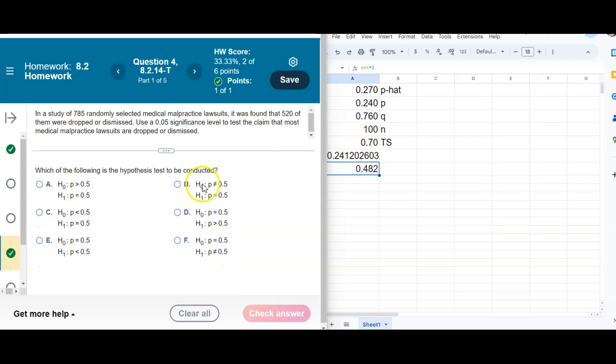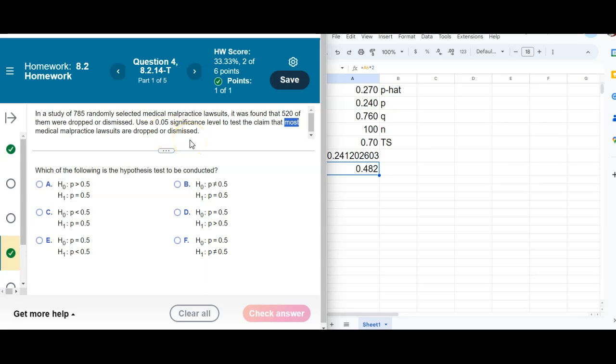Pre-stats class, I'm going to show you how to use the spreadsheet to find the results of this hypothesis test from start to finish, setting it up all the way through it. So we have a study of 785 randomly selected medical malpractice lawsuits, and we found out how many of those 785 were dropped or dismissed. We want to use a 0.05 level of significance to test the claim that most of them are dropped or dismissed.